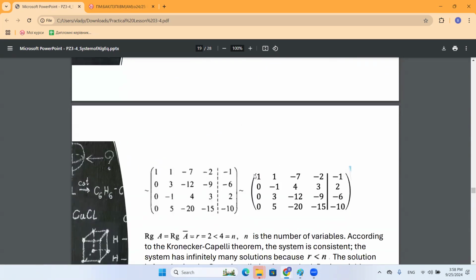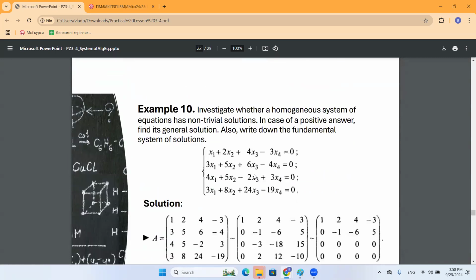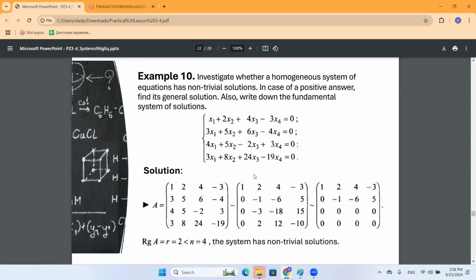Okay, for now let's have a break, and then we will try other examples, because everyone is a little bit tired. So let's have a break for 5 minutes and then continue.